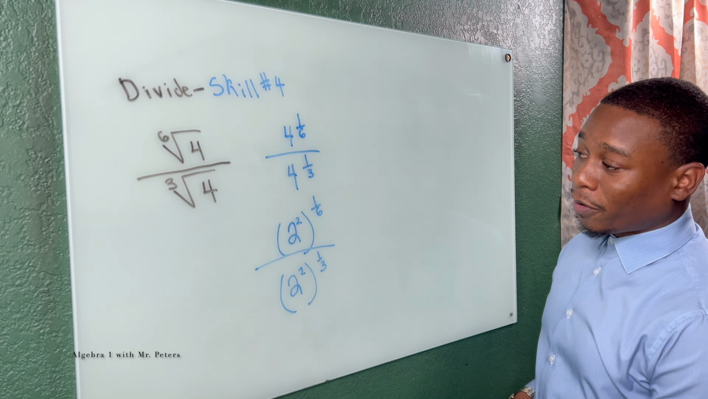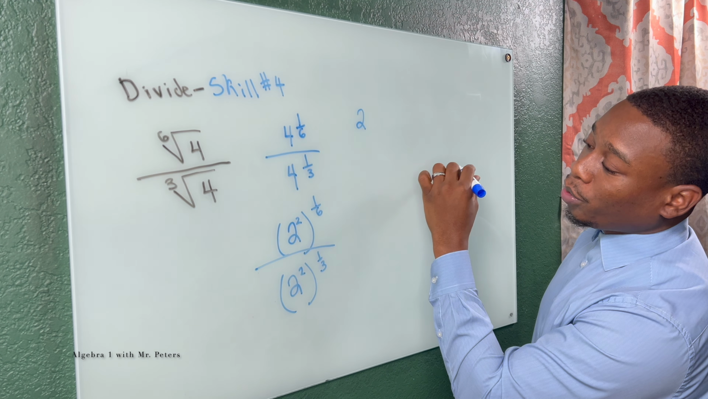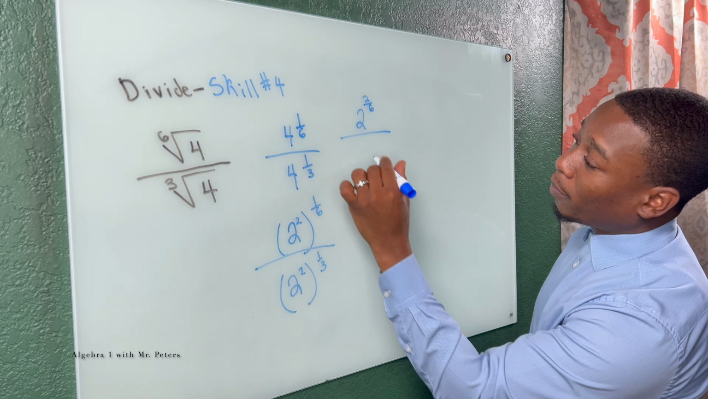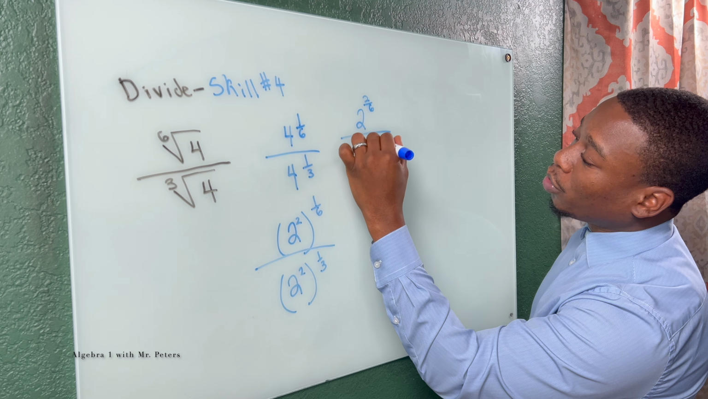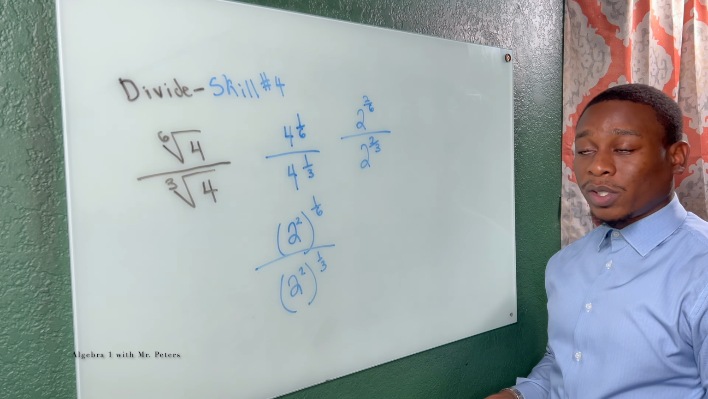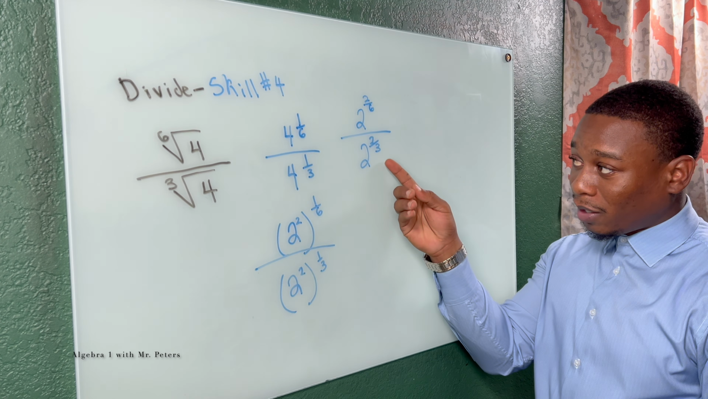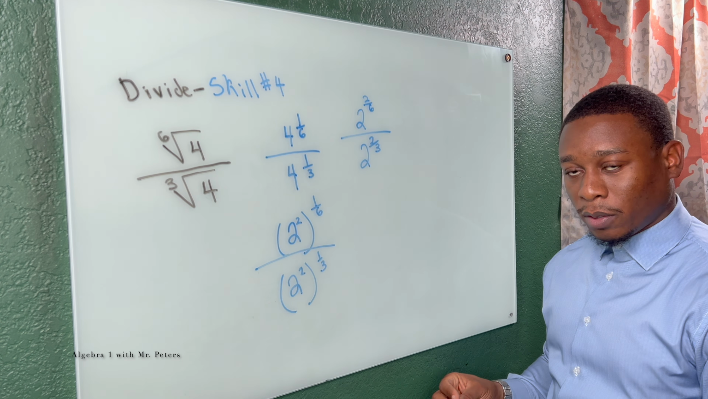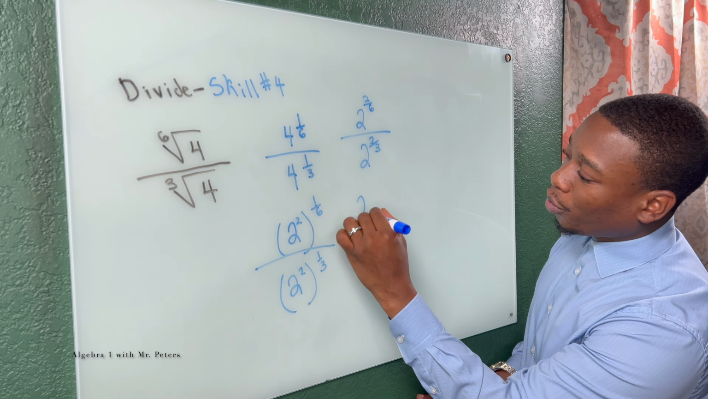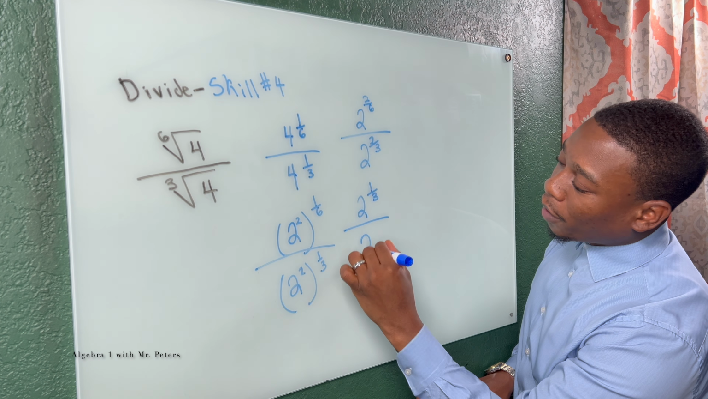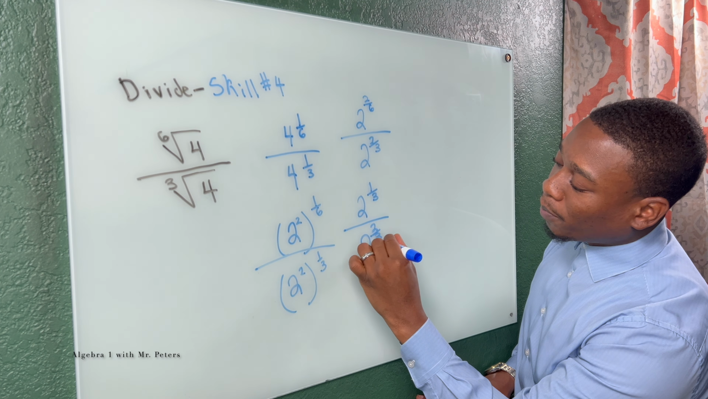Now, once I simplify, I'm going to have 2 to the 2/6 power divided by 2 to the 2/3 power. Now, the reason why I did it like this was that instead of multiplying this bottom fraction by 2, I could just reduce the top one. So this turns into 2 to the 1/3 power divided by 2 to the 2/3 power.